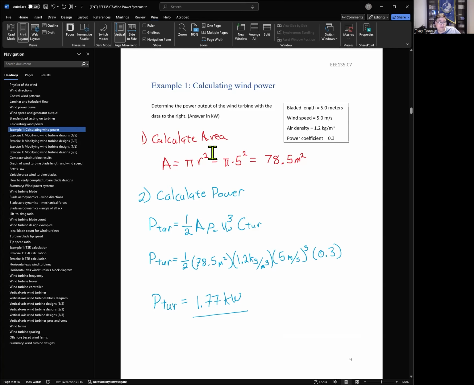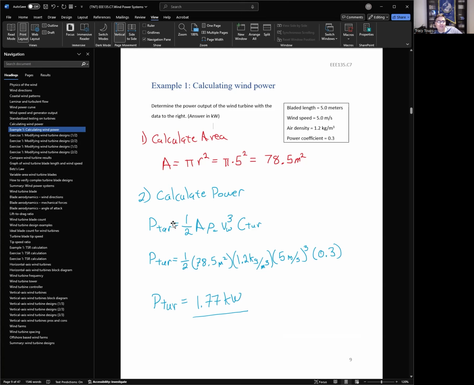Okay, so we can number crunch all this. First thing we need is to calculate the area. The blade sweeps in a circular area, so we have to think about the area of a circle, which is always pi r squared. So the area is equal to 3.14 times 5 squared, because that's the blade length, which is equal to 78.5 meters squared. That's the sweep area of the whole wind turbine.